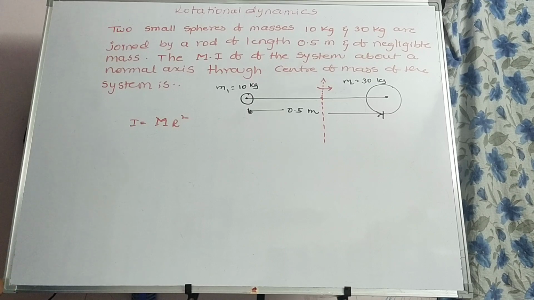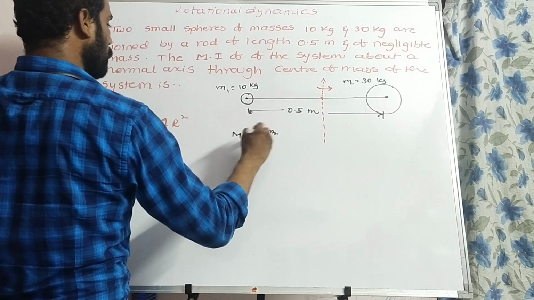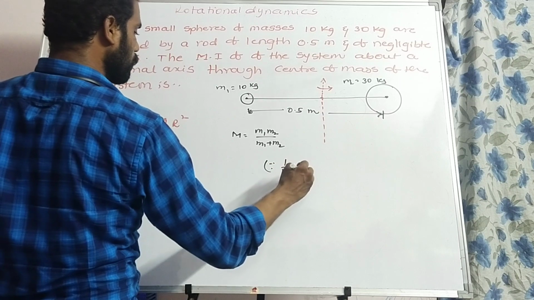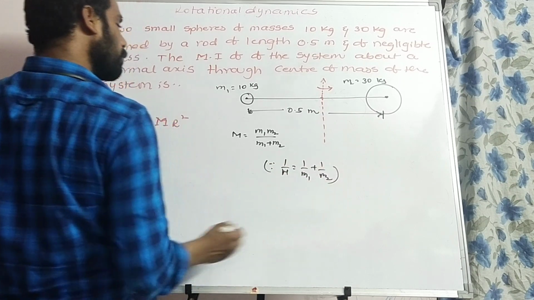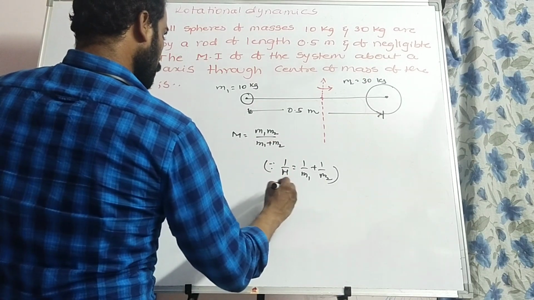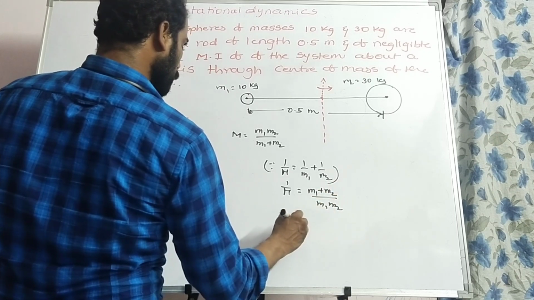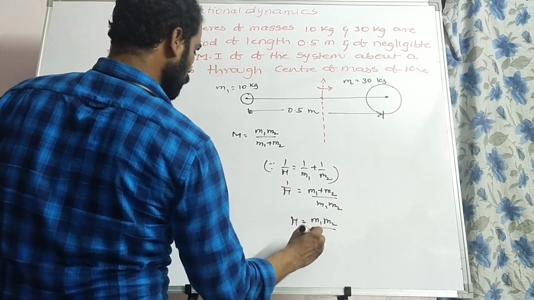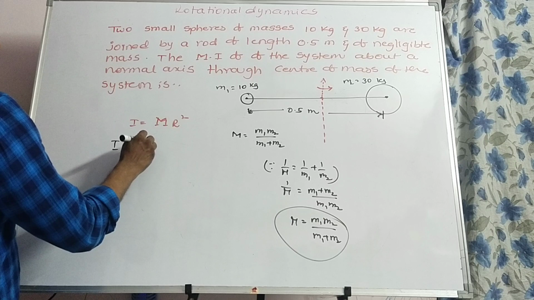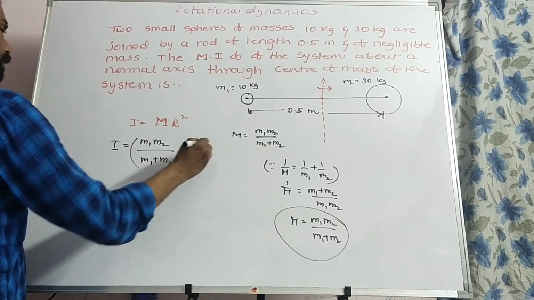Of course, m can be written as m is equal to m1 m2 by m1 plus m2. Since that can be written as 1 by m is equal to 1 by m1 plus 1 by m2. So 1 by m is equal to m1 plus m2 by m1 m2. So m is equal to m1 m2 by m1 plus m2. So I can be written as m1 m2 by m1 plus m2 into r square.